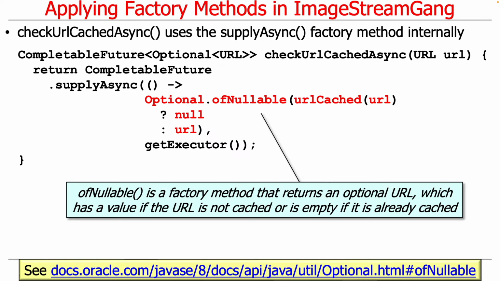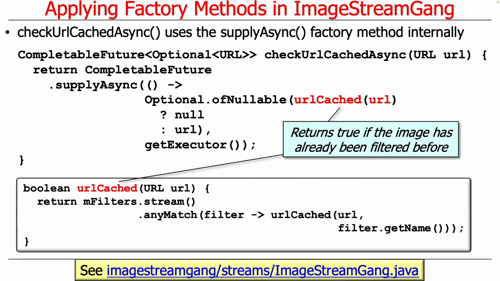So let's go back here and look at this registered action. This registered action uses the ofNullable factory method that returns an optional URL. And the way that ofNullable works is it takes a look at the parameter that's passed to it, and if that parameter is non-null, ofNullable creates a non-empty optional, which means it's actually got a value. However, if it's passed a null, then ofNullable will create an empty optional. So it's really up to the urlCached method to decide what is going to be created here. So let's take a look at what urlCached does.